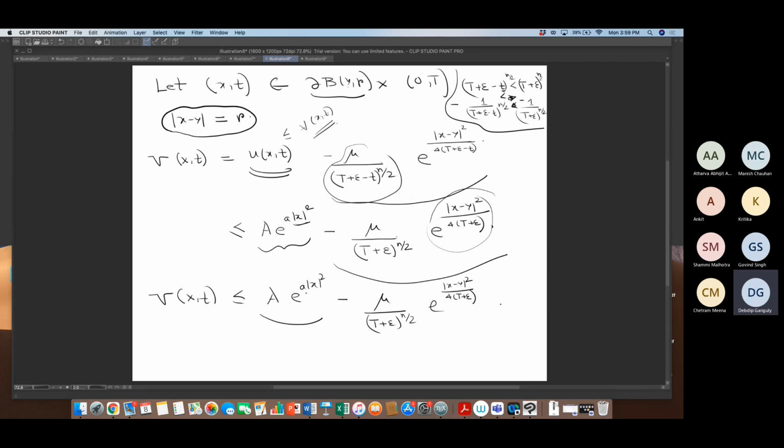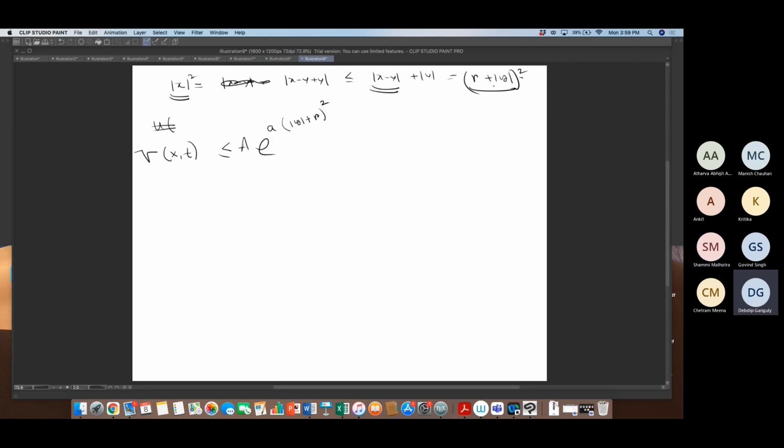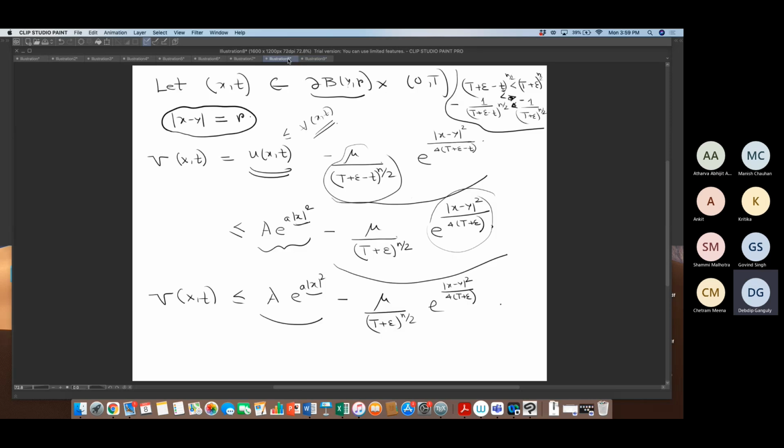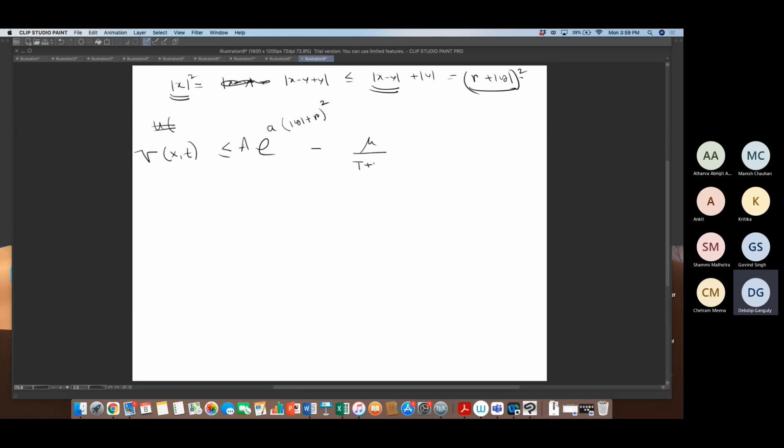I have just written mod x square less than r plus 1. Yes, it's clear. Okay, because this is a fundamental analysis. Just think, still I have minus mu times t plus epsilon whole to the power n by 2 e to the power r square.